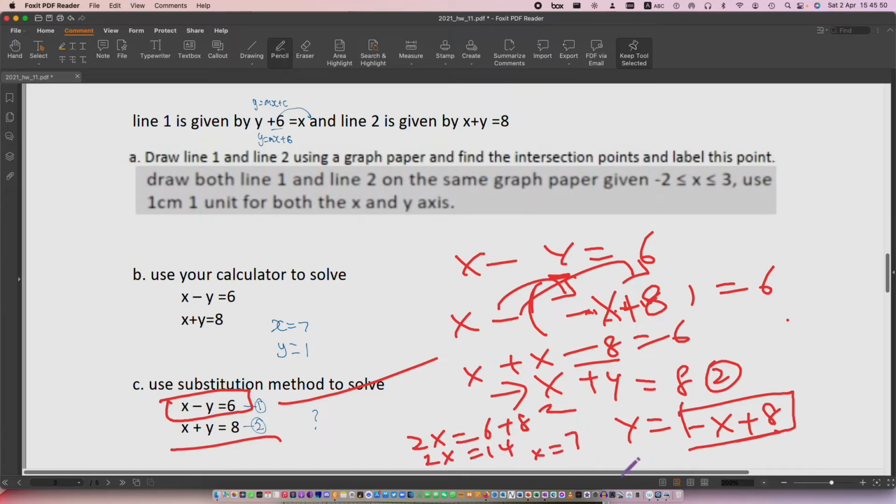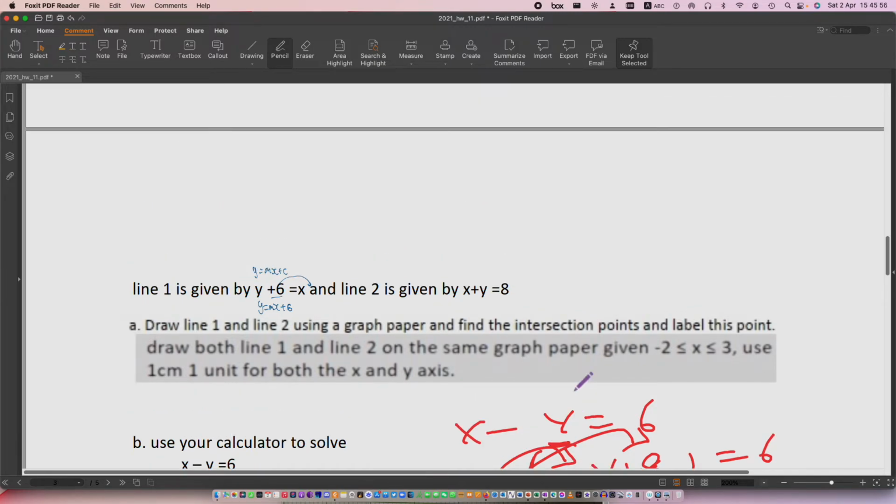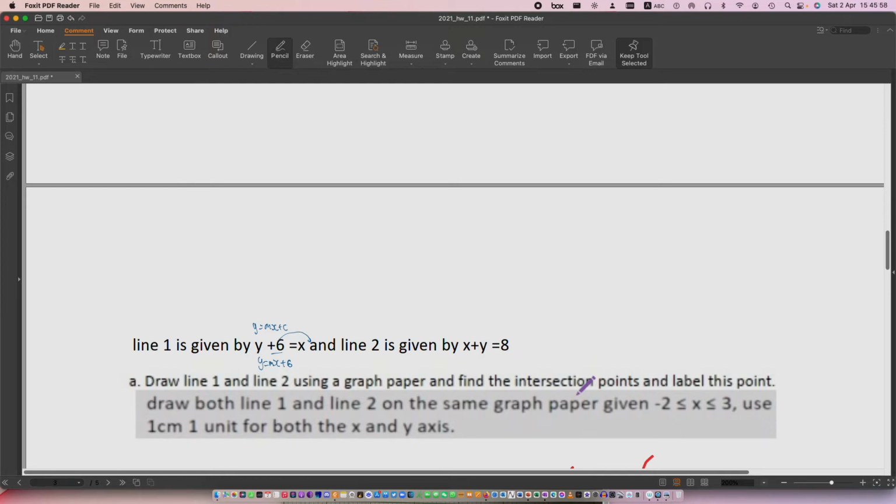Are you clear? Are you clear? Never mind, you do it now. Show me, but show me the graph one first. Here's your graph. You just tell me.